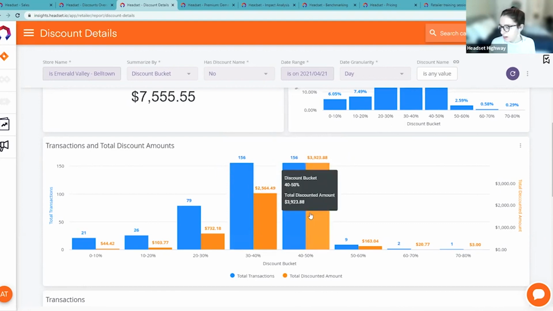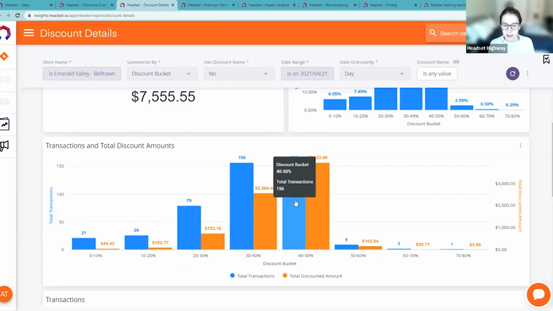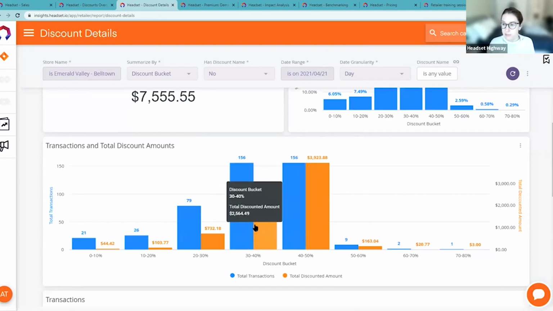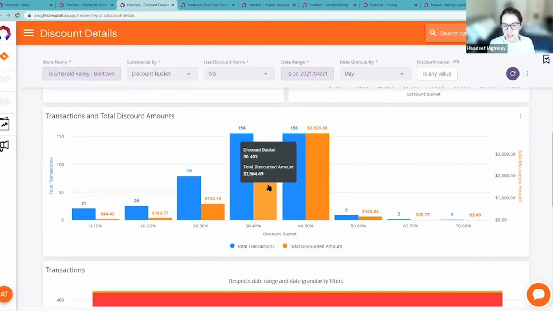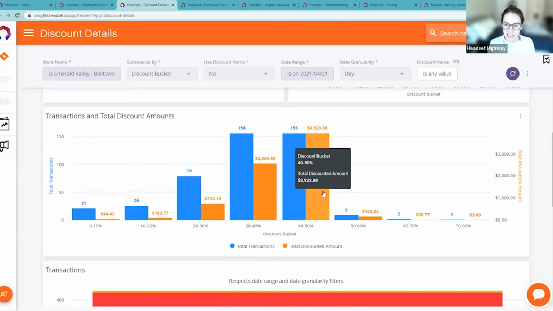So questions you could start to ask yourself would be, could we get away with doing a little bit less of a discount, but still bringing in the same amount or more profit because you're not giving away as much discounted amount? Hopefully that makes sense. We're not here to be your data analyst, but we can definitely give you ideas on questions to start asking yourself when looking at this type of data.